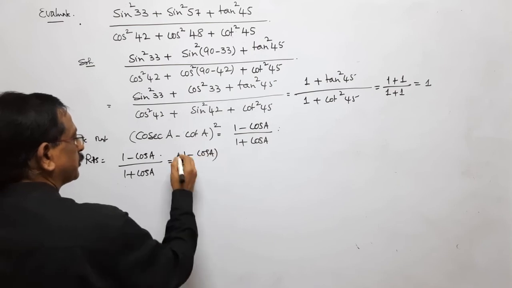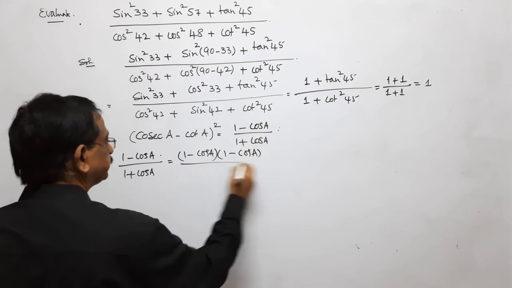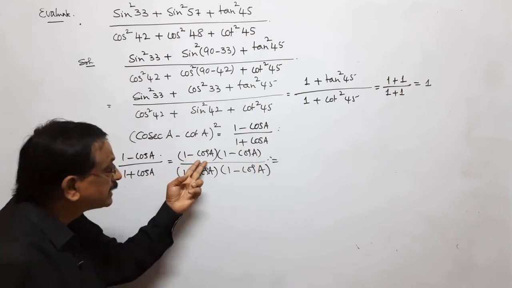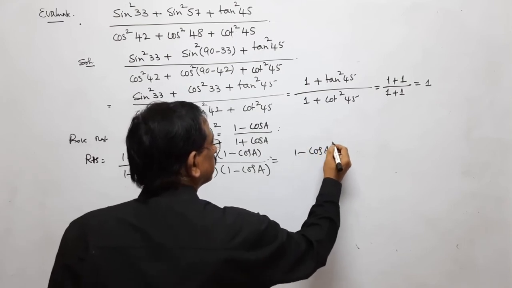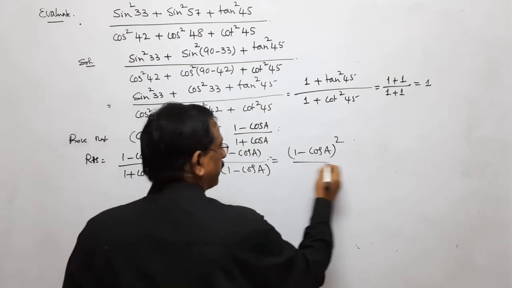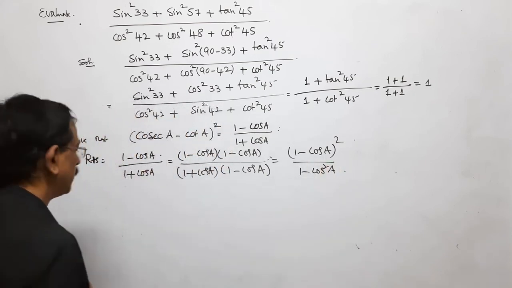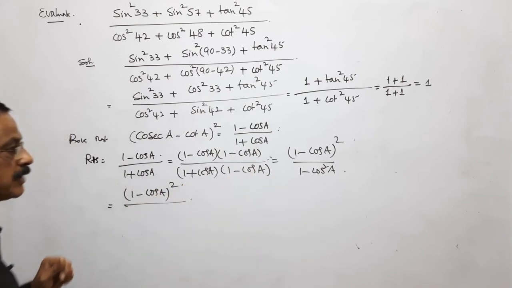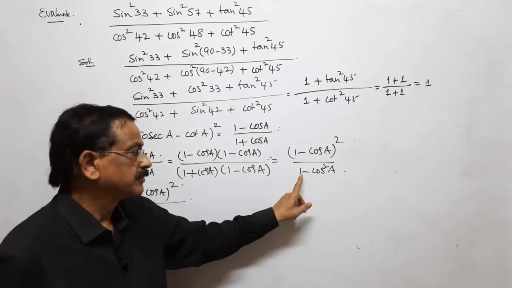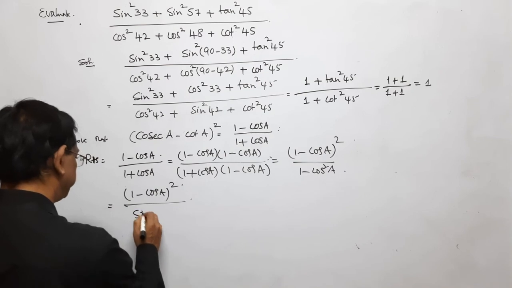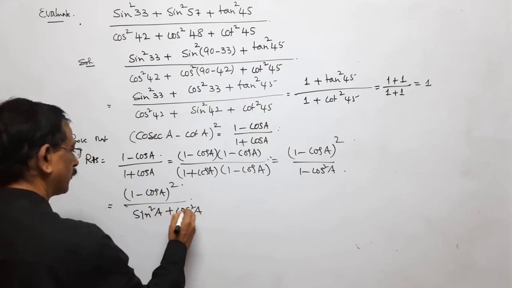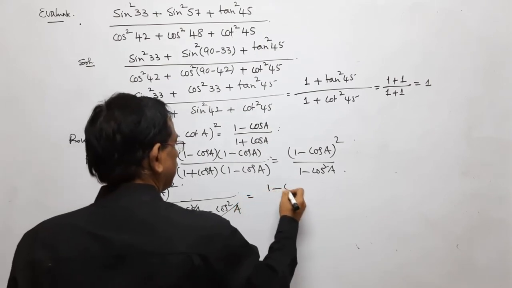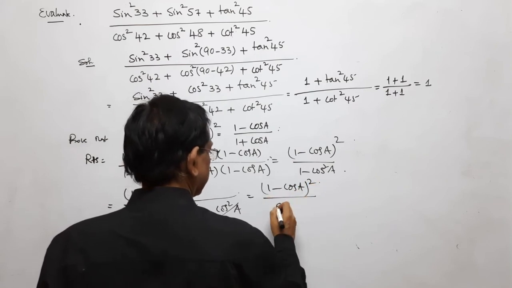So what I want to do is, I want to multiply numerator and denominator by 1 minus cos A. 1 minus cos A into 1 minus cos A is 1 minus cos A whole square by 1 minus cos square A, which is equal to 1 minus cos A whole square by, see, 1 can be written as sin square A plus cos square A, minus cos square A. So I can cancel this cos square A. So I have 1 minus cos A whole square by sin square A.